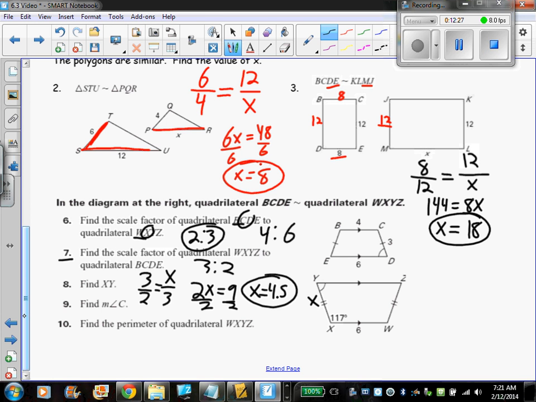Measure of angle C. Well, we know that angle C matches up with angle X, and angles in similar shapes are congruent. So if X is 117, then C is also 117.